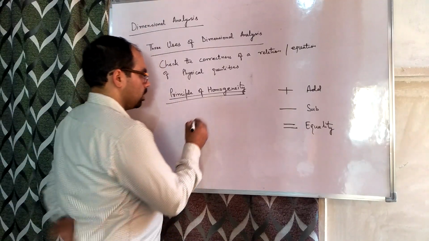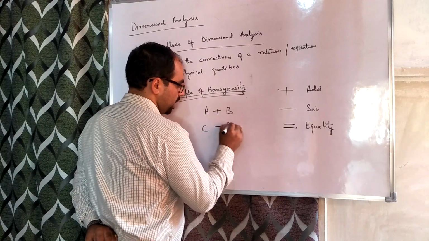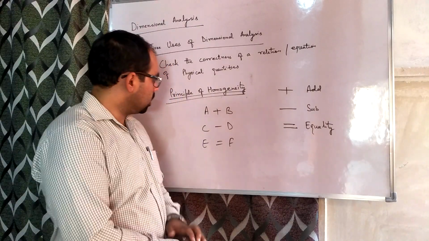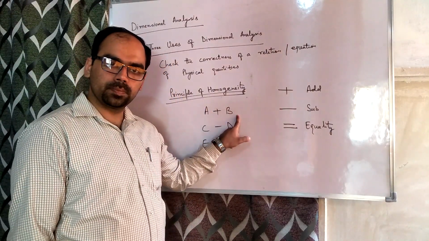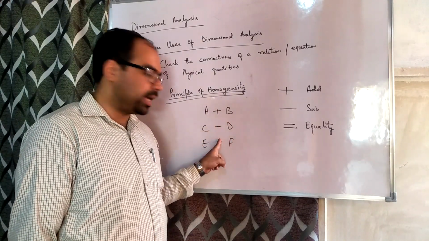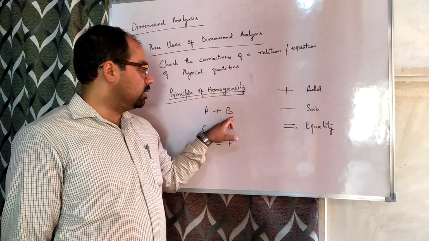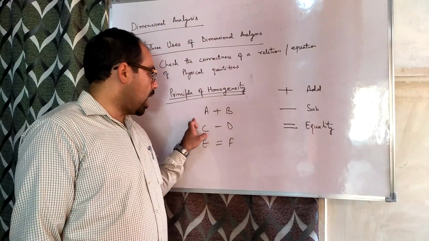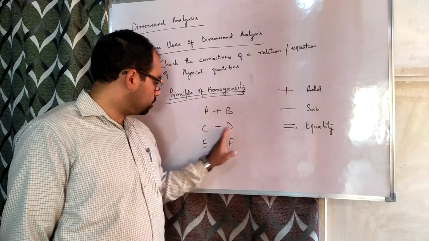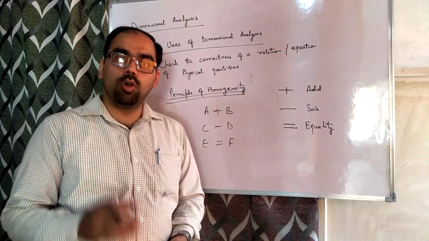Are you getting me? It means if it is A plus B, C minus D equal to E plus F, then A and B are related with plus, C and D related with minus, E and F related by equality. These A and B have the same dimensions. C and D have similar dimensions. E and F have similar dimensions. This is as per the principle of homogeneity.